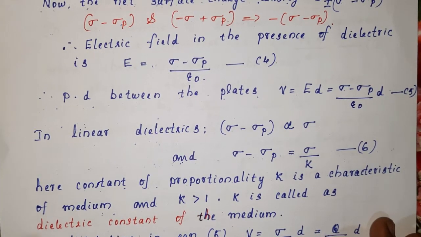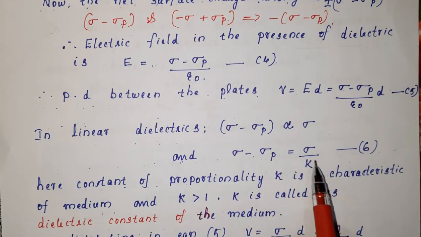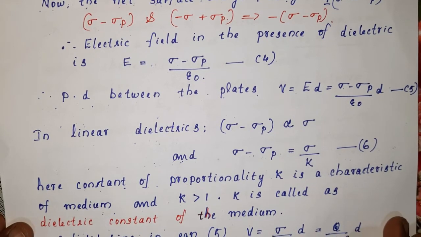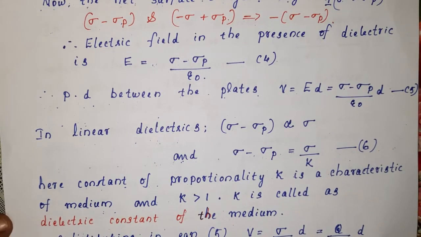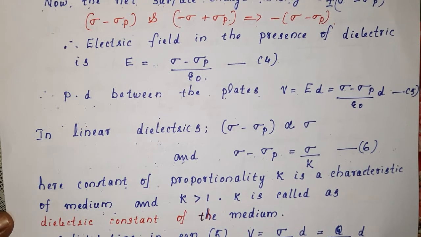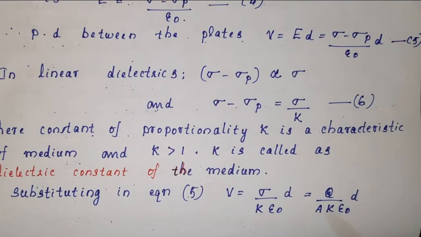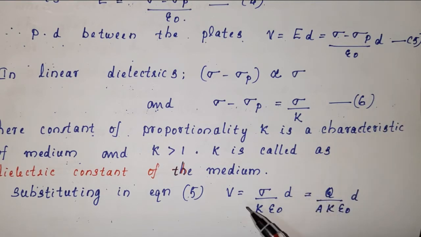So what is our important equation there? Sigma minus sigma p is equal to sigma by k, where k, the constant of proportionality, is called the dielectric constant of the medium. And the value of k will always be greater than 1. So now we are substituting this sigma minus sigma p in equation 5. So we will get V is equal to sigma by k epsilon 0 into D.